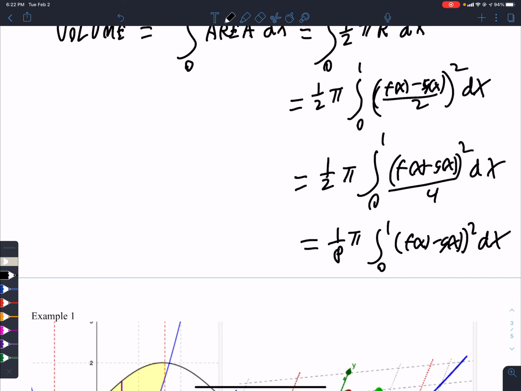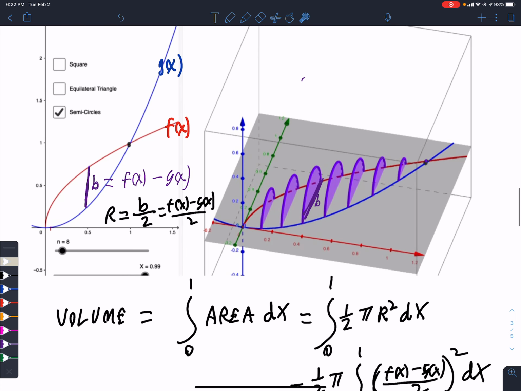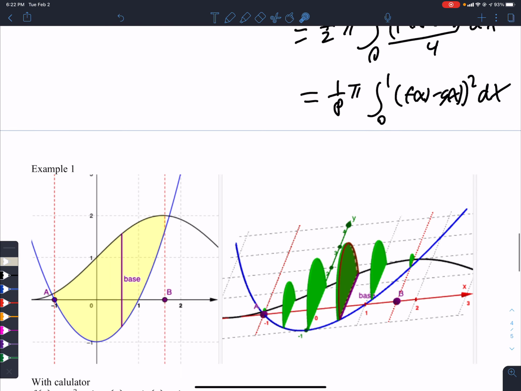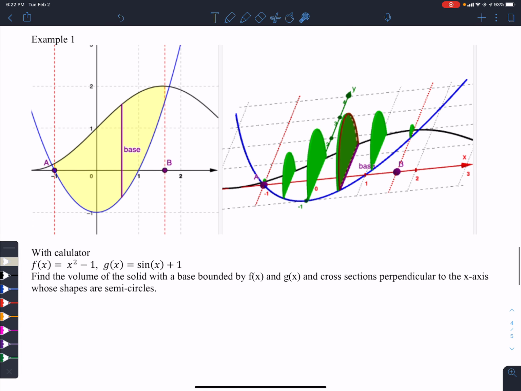And so this is the general formula. Again, if we know f and g, we could plug that in and get the volume of this shape. But that's what's going on. So we're going to do 2 examples. This one, use a calculator because we need to calculate some values. So I will get a calculator up and running, but here is your visual.